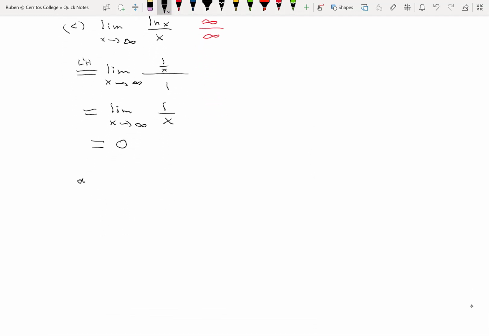We also looked at comparing, basically comparing the exponential function e to the x with x.